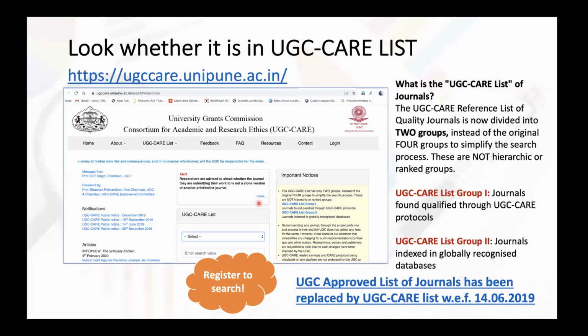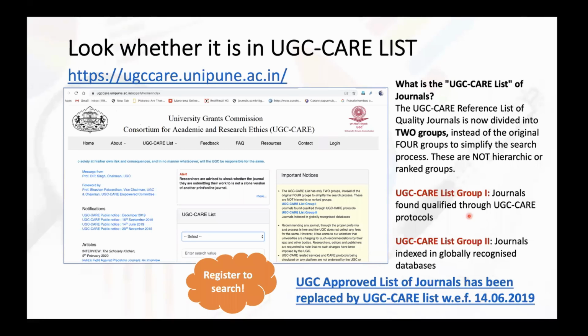And then coming to the UGC CARE list. This is from 2019 onwards. When you apply for a post or submit a PhD thesis, only the journals approved in the UGC CARE list will be considered. Remember this date: 14/6/2019 onwards. That means any student working in any university or college in India, when they submit a paper, it should be indexed in the UGC CARE list.